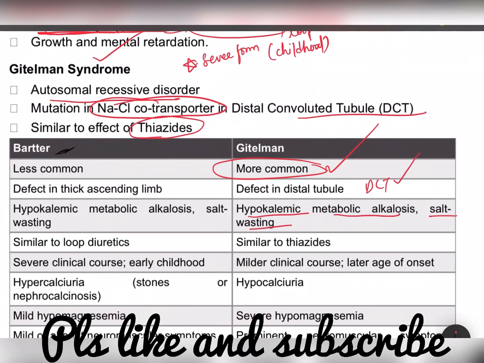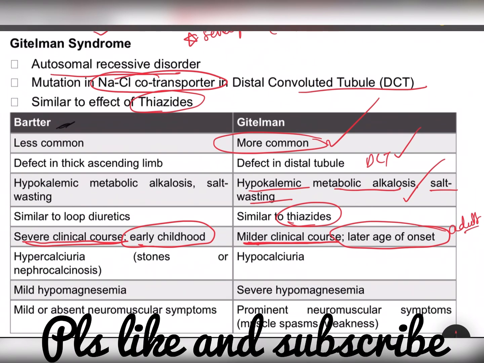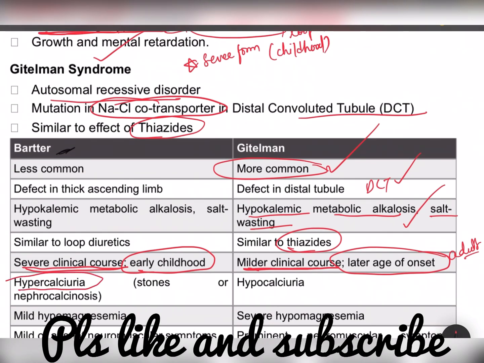It causes hypokalemia, metabolic alkalosis, salt wasting. Both the symptoms are the same. It is similar to the action of thiazides. It has a milder course, not a severe course, whereas Bartter has a severe clinical course. It presents in early childhood only. Gitelman presents late in the onset, until adulthood. You can remember with the mnemonic, there is Bartter and Gitelman.